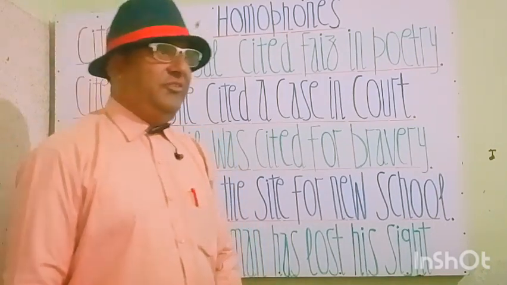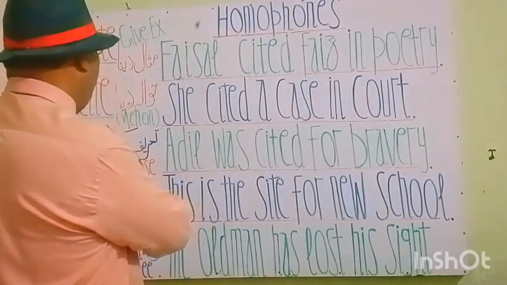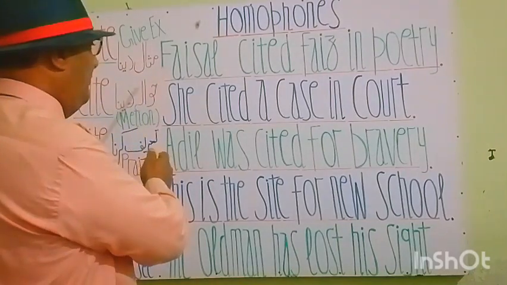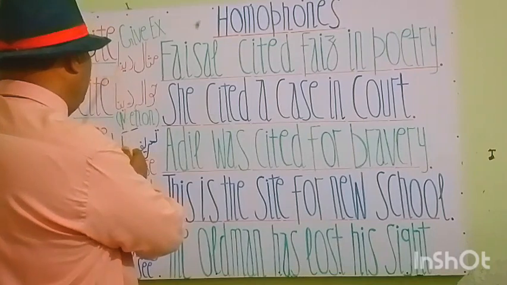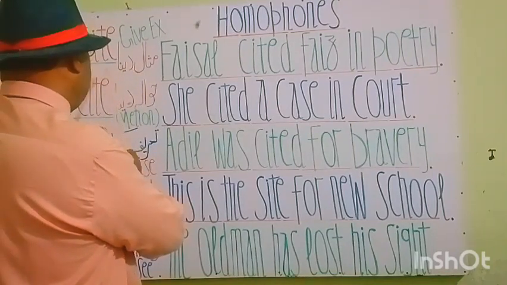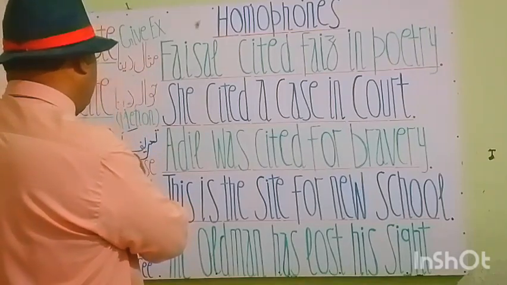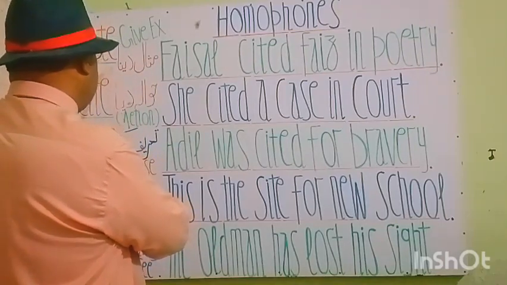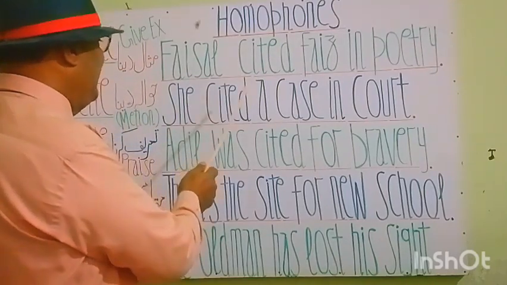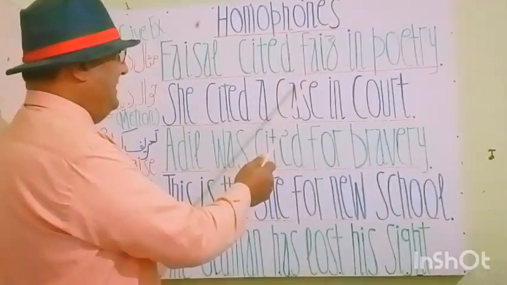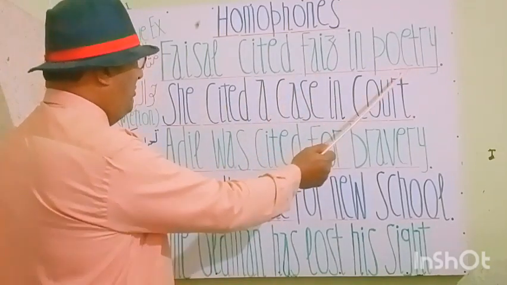Up here you see, my students, the first homophone is cite, C-I-T-E. Cite means to set an example, to give an example. Cite is a verb. Cite means set an example, give an example, and the sentence is: Faisal cited Faiz in poetry.